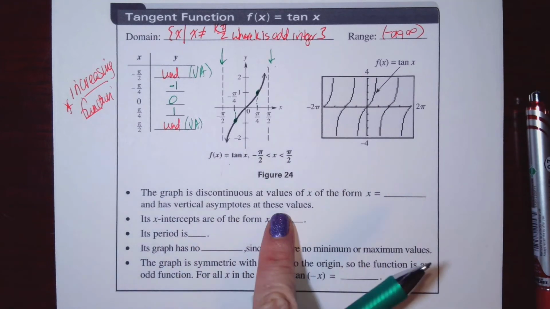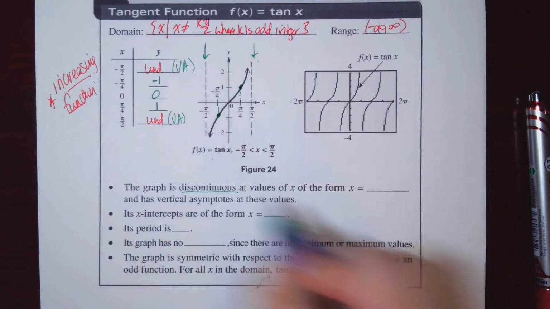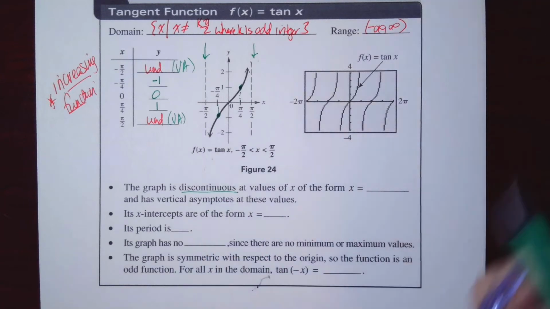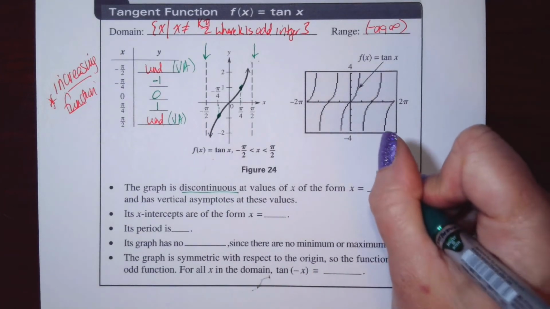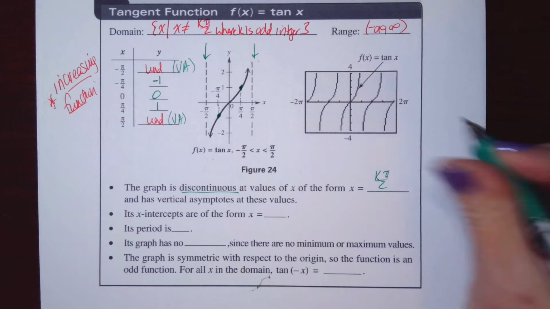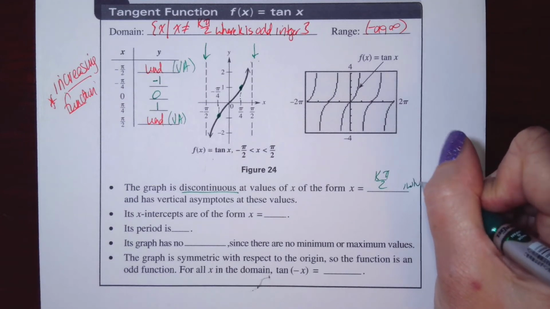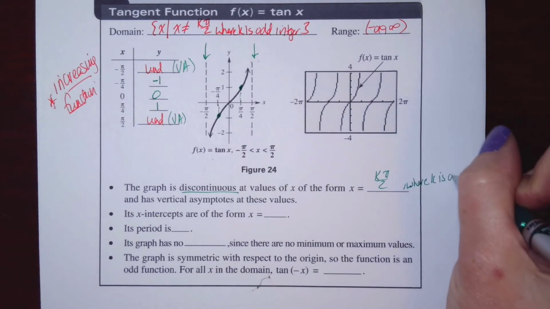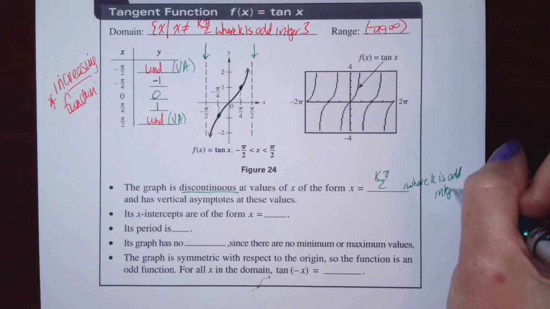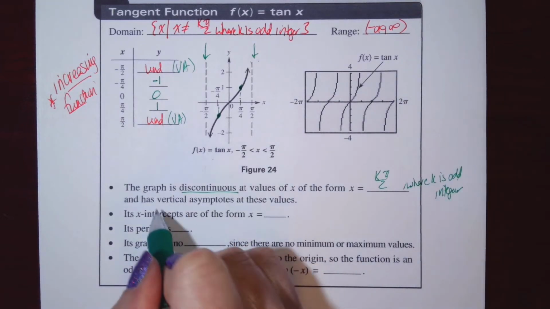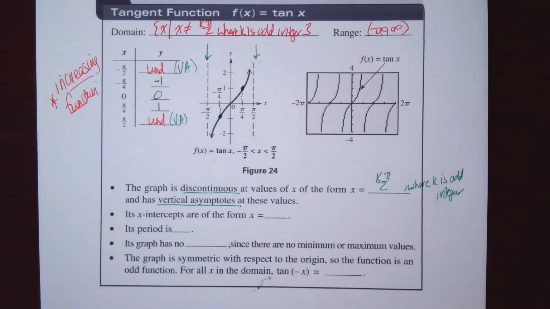So the graph of tangent is discontinuous. It has gaps and breaks. It has vertical asymptotes in the form of the k pi halves, where k is odd. K is an odd integer. It's from my domain. It has vertical asymptotes there.